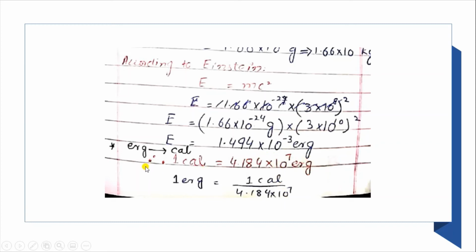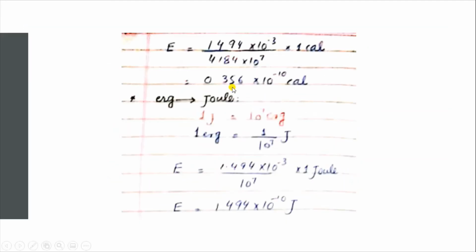So if we want to convert erg to calories, 1 calorie is equal to 4.184 multiplied by 10 to the power 7 erg. So 1 erg is equal to 1 over 4.184 multiplied by 10 to the power 7, the reciprocal of the former formula. So after putting the values, the energy will be 0.356 multiplied by 10 to the power 7 calories.